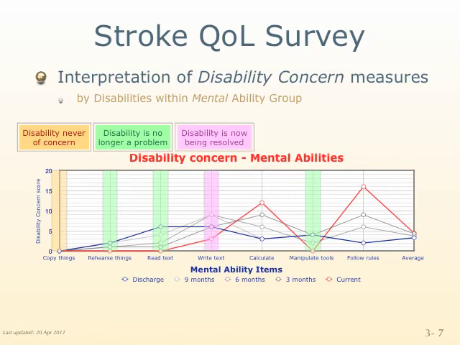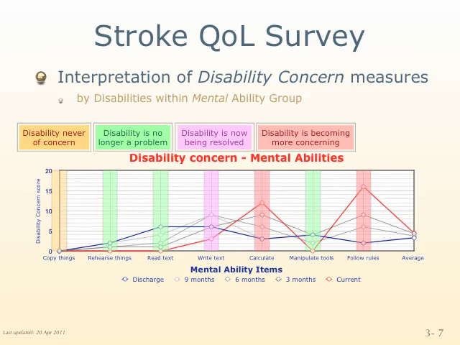Third, it shows that the survivor's concern about writing text is now resolving itself, either through natural recovery processes or through successful therapy. Fourth, it shows that the survivor's concern about his or her ability to calculate things or to follow rules is becoming of concern and requires attention from appropriate therapists or medical professionals.